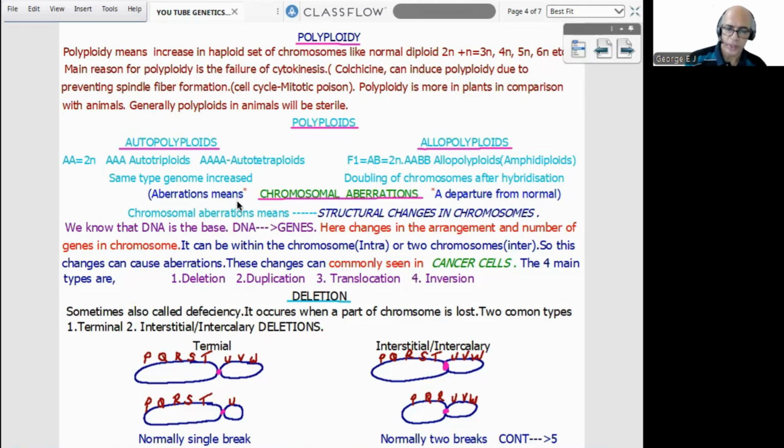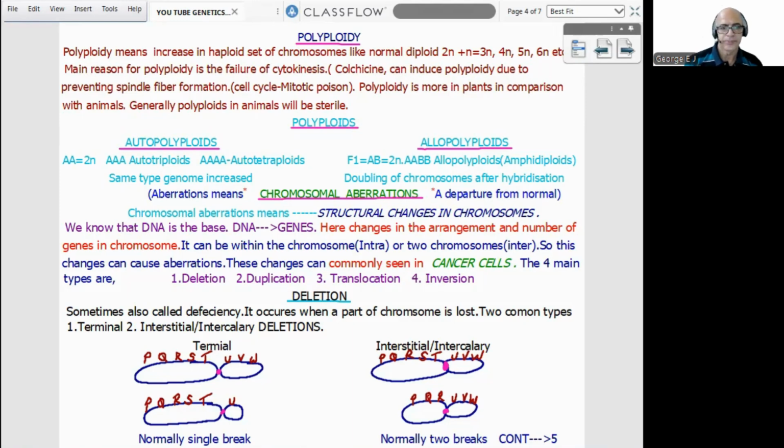It can be within a chromosome, then it is called intra. If it is between different chromosomes, it is called inter. So these changes can cause aberrations. These changes are commonly seen in cancer cells, a common question. So chromosomal aberrations are common in cancer cells. The four main types, important ones: deletion, duplication, translocation, inversion.